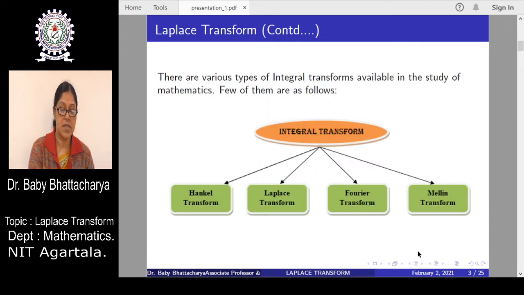To give some examples, we must name a few integral transforms here. For example, we consider the Hankel transform, the Laplace transform, the Fourier transform, and also the Mellin transform. But in our syllabus, we have only the Laplace transformation and its application. So we are focusing on that one.